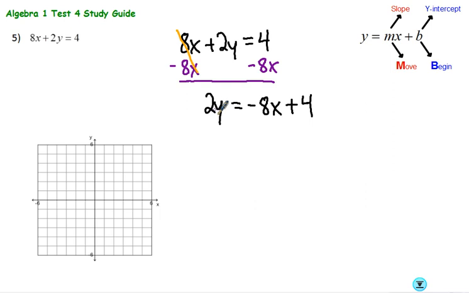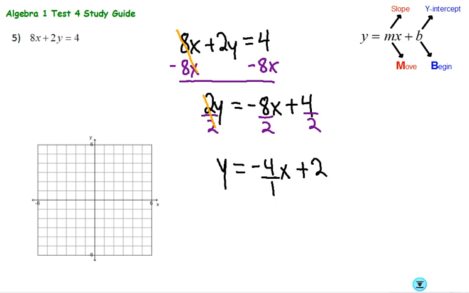y is not by itself yet. So let's divide by 2, and we're going to do that all the way across. The 2's cancel each other out, and we're left with just y. Negative 8 divided by 2. Now that does divide evenly, so negative 8 divided by 2 is negative 4. But we want to think of it as a fraction, so you want to put the 1 underneath that. That'll work. And then 4 divided by 2, which would give you 2.